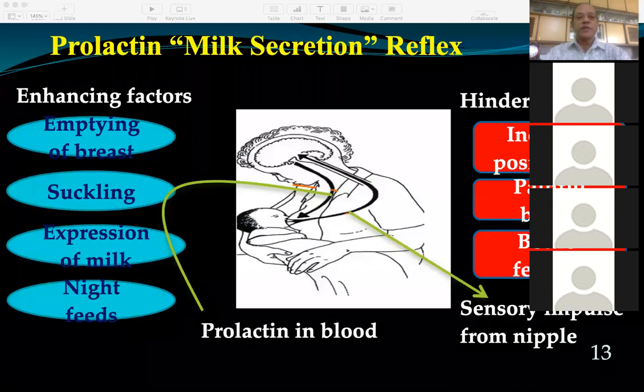We come to the various reflexes associated with milk secretion. The most important is the prolactin or milk secretion reflex. This is responsible for the amount of milk secreted. The enhancing factors are emptying of the breast, suckling at the breast, expression of the milk, and night feeding is equally important. While there can be hindering factors, like if the mother has some stress or strain, if there are some family problems, incomplete feeding, or improper position, all this can result in hindrance of the prolactin reflex.